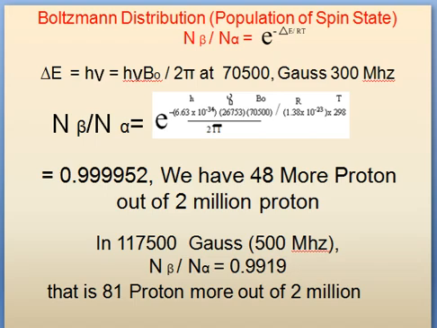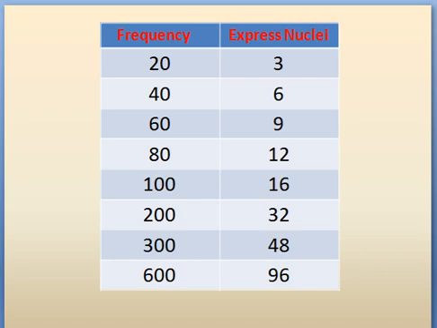Similarly, in another calculation, you can see the frequency, how many megahertz we are using when running this particular sample in different megahertz spectrometers. For 20 megahertz, there are only three protons, so the spectrum will not be that clear. The 40 megahertz machine gives only 6, and the 60 megahertz machine gives 9.